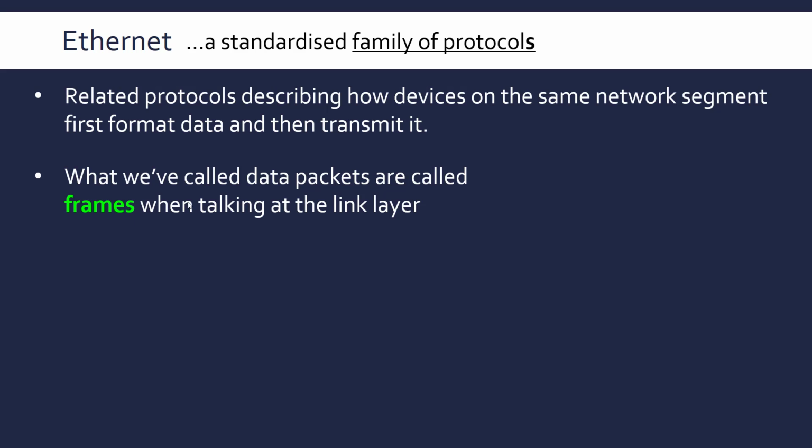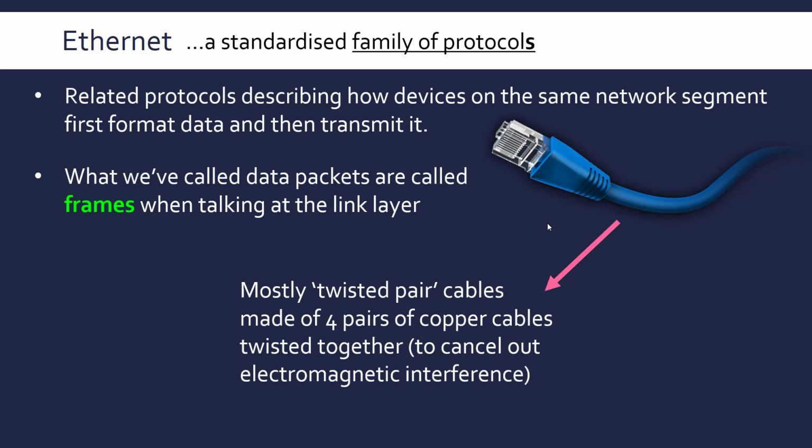So be aware. This is what an Ethernet cable looks like, not like you haven't seen it before. And this is usually twisted pair cables made of copper. So it looks a bit like this. You can see we've got four twisted copper cables. And the reason they're twisted together is to cancel out electromagnetic interference.